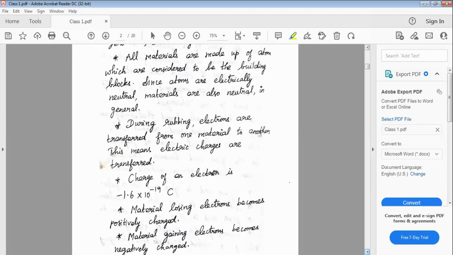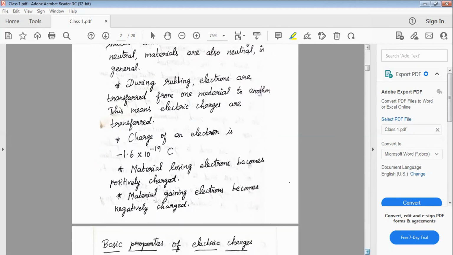So it is nothing but the electrons which actually give charge to your body. Electrons are transferred from one material to another, and due to the transfer of these electrons, materials become charged. We all know very well the charge of an electron is 1.6 into 10 power minus 19 coulomb.